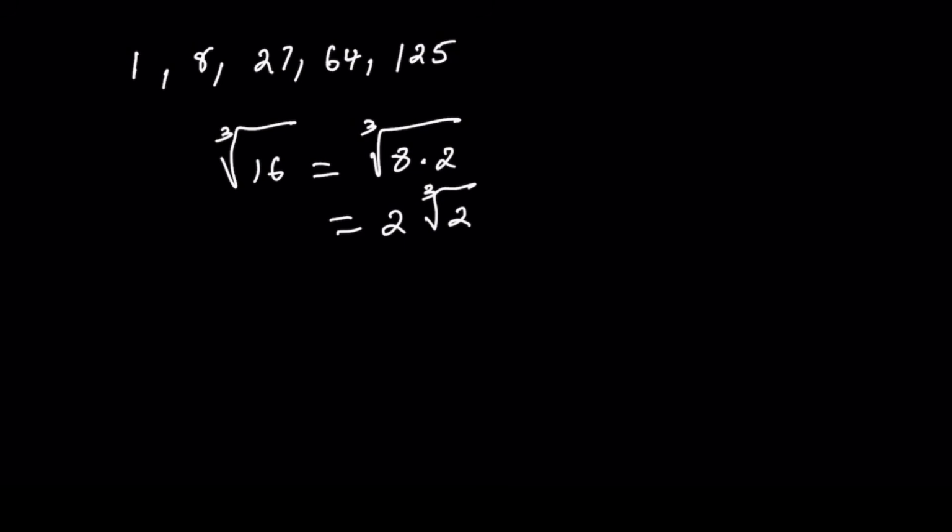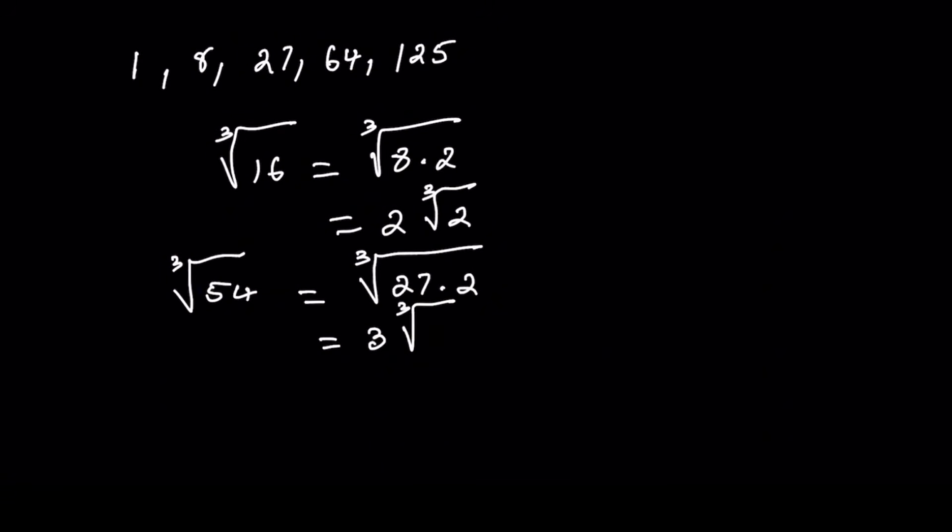Try another one. Simplify the cube root of 54. The largest perfect cube that goes into 54 is 27. 54 divided by 27 is 2. Rewrite it as the cube root of 27 times the cube root of 2. The cube root of 27 is 3. So the answer is 3 cube root 2.